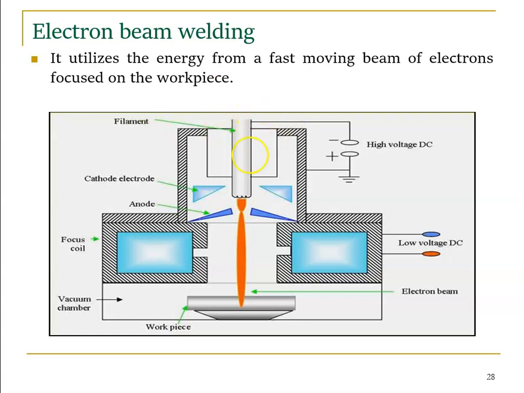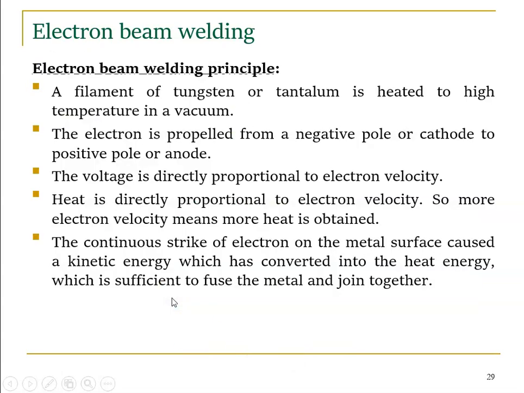So we have a filament, and we have an anode part as well as a cathode part. The electrical energy is supplied to the filament and it will create the energy. That energy is passed on to the anode as well as the cathode. So the electron beam will be generated. That electron beam is focused on the workpiece. And remember, the whole process is done in a vacuum chamber, right? So in the vacuum chamber, there is no air present, right? The filament of tungsten or tantalum is heated to high temperature in a vacuum. So the filament metal is tungsten or tantalum.